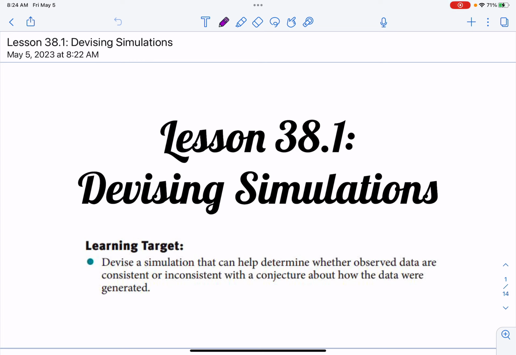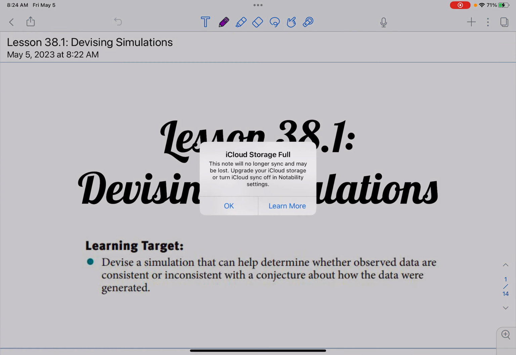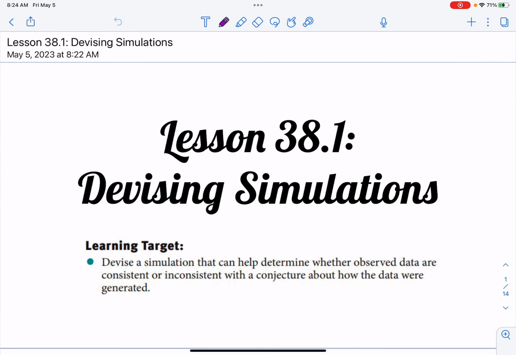So we're going to talk about devising simulations. These can basically help determine when you observe certain data whether or not it's consistent or inconsistent, and then we want to make connections between the data that is generated. If you're looking in your books, this is going to be on page 593. Okay, so let's get started.